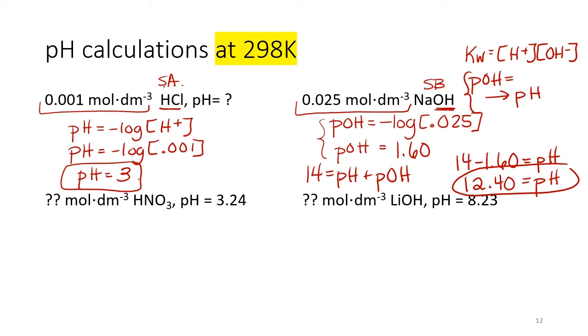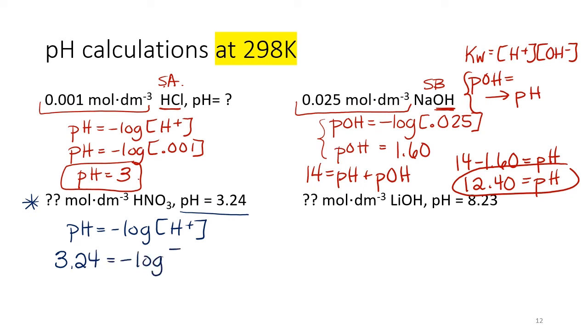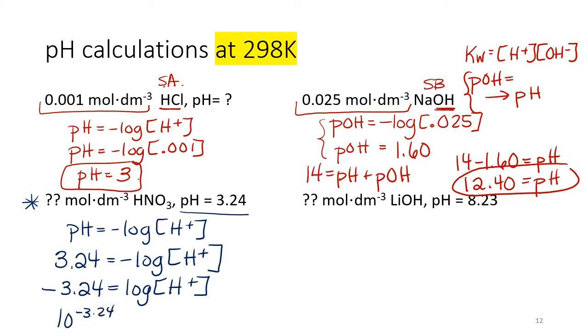So let's go the other way, and let's do what's the concentration if the pH is 3.24. pH is equal to the negative log of the H plus concentration. 3.24 is equal to the negative log of the H plus concentration. Negative 3.24, very important, is equal to the log of the H plus concentration. You do the inverse log on both sides, and you wind up with 10 to the negative 3.24 is equal to the H plus concentration. And when you put that in your calculator, because you cannot leave it like that, you wind up with 5.75 times 10 to the negative 4 moles per cubic decimeter.